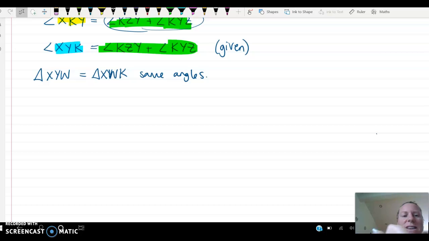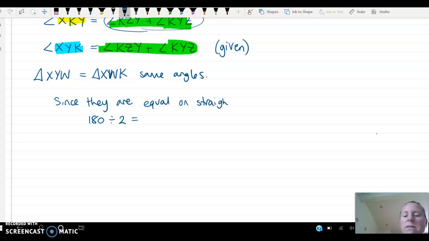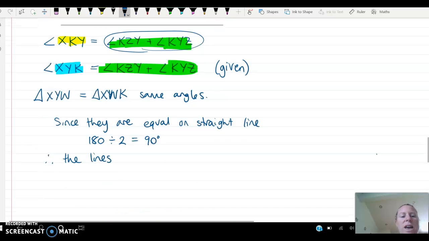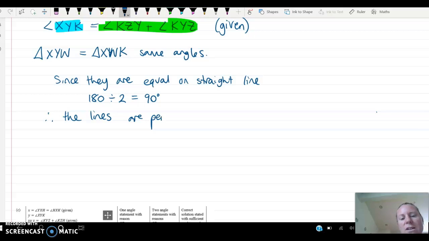And of course, since they're the same, they're on a straight line there. Since they are equal, we have 180 divided by 2 because they are on a straight line, which is 90 degrees. Therefore, the lines are perpendicular. Okay, and you can write that conclusion on as well, perpendicular.